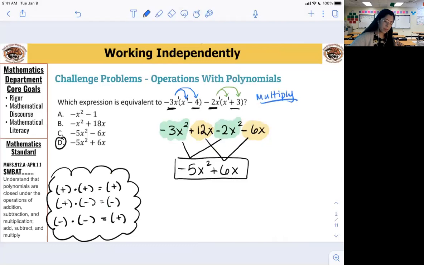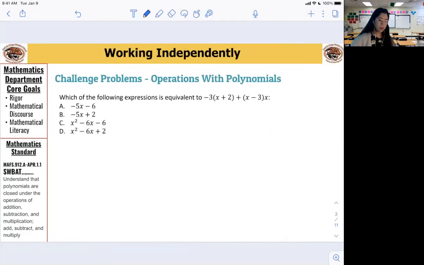Okay, cool. All right, so go ahead and try this one on your own. There is maybe a little bit of a tricky part to it, but I want you guys to try and figure it out on your own. Look carefully.